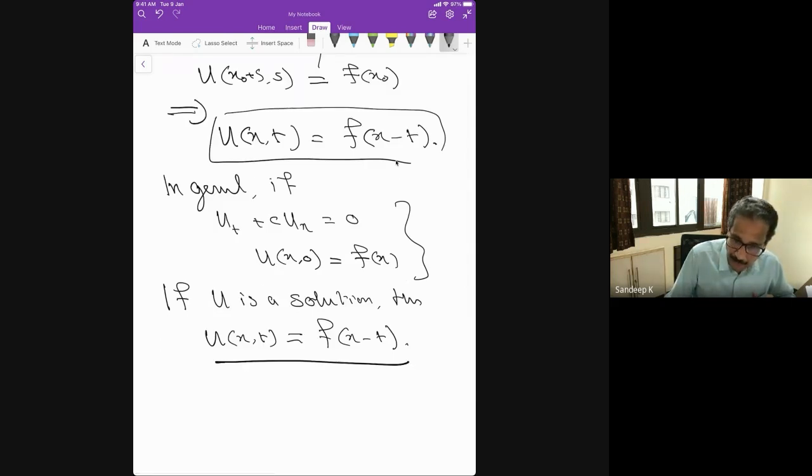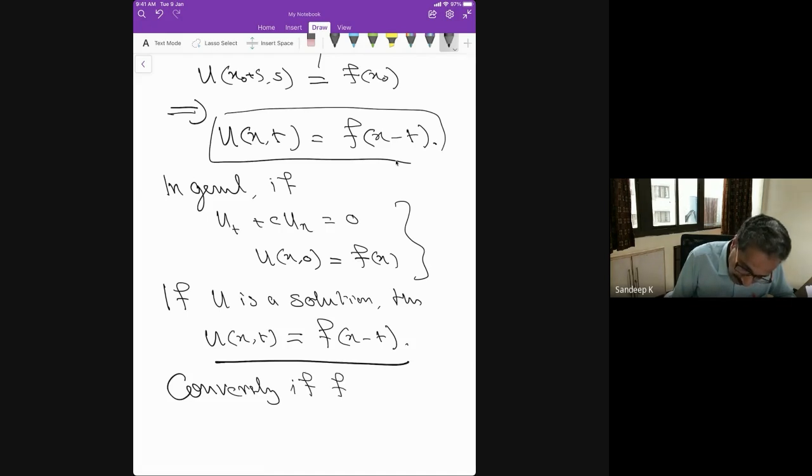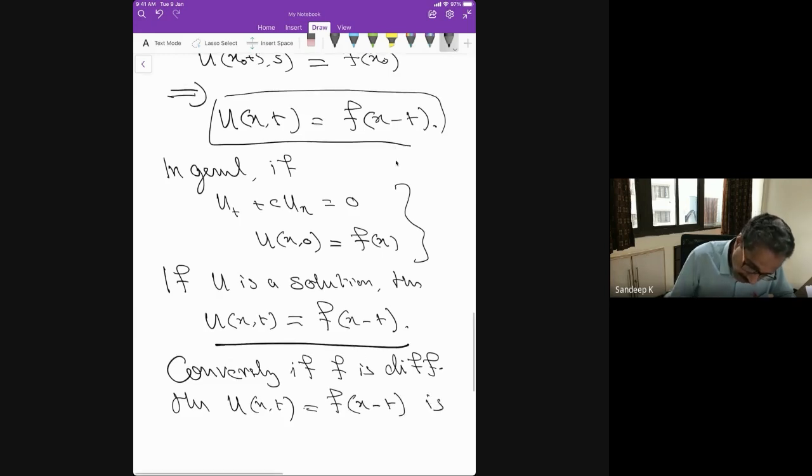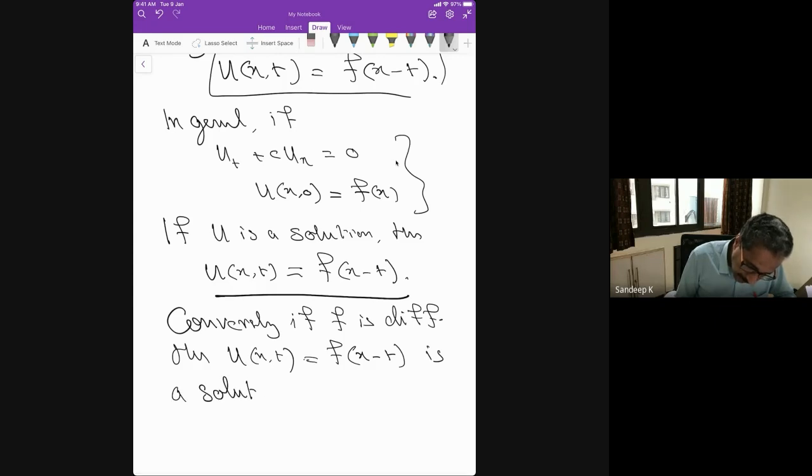If there is a solution, it has to be this. Now the question is, what about the converse? Most of the time, f will be given, and the question is, can you solve this problem? So conversely, suppose I define u of (x, t) equal to f of x minus ct, then it is going to be a solution. If you want it to be a solution, you should be able to differentiate u. That means I should be able to differentiate f. Conversely, if f is differentiable, then u of (x, t) equal to f of x minus ct is a solution.